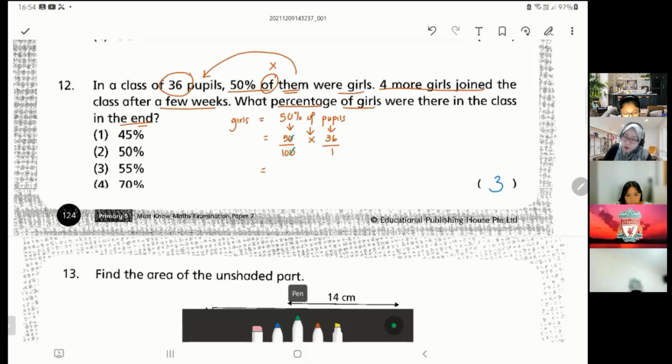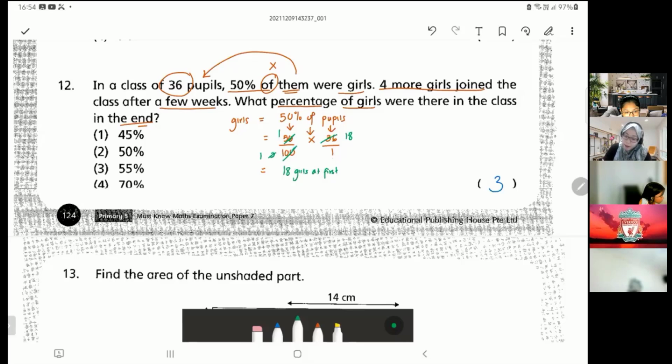Okay, so this and this you can divide, right? Or you can straight away divide by 50. This is 1, this is 2, like that, faster, right? Then divide by 2, divide by 2, 18, like that. Okay, so you have 18 girls at first.